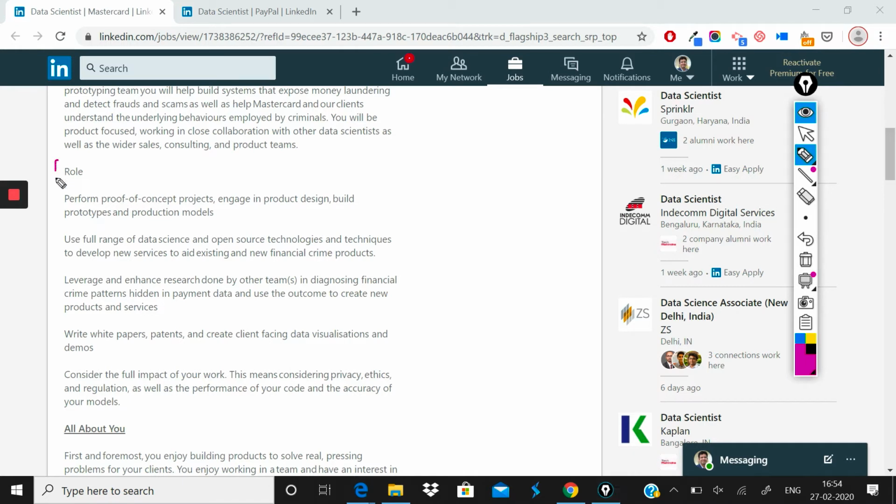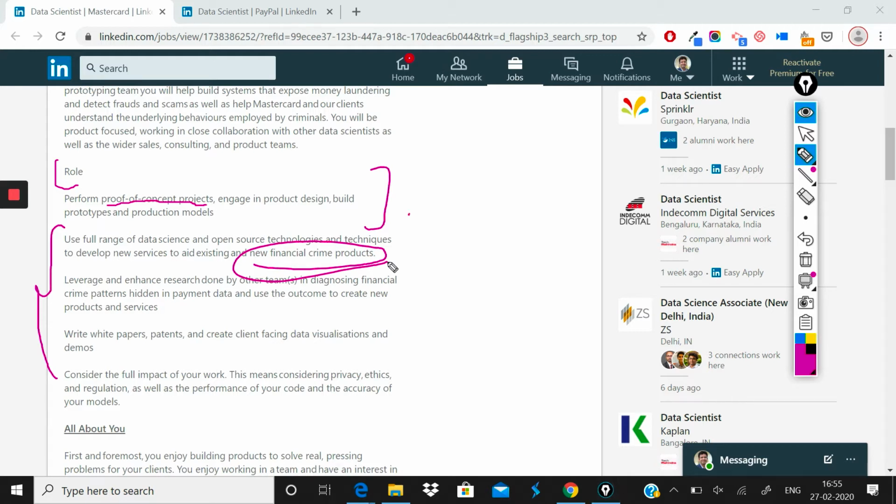Now, in terms of role, what the JD says is perform proof of concept projects. So what the company is saying is that there are different kinds of frauds happening, and we don't know whether all of the data science techniques that we'll be using will be successful. So proof of concept techniques we'll be using. Engage in production design, building prototypes and production models. So this is what is expected from a typical data science role. Use the full range of data science and open source technologies and techniques to develop new services to aid financial crime products. So what Mastercard is saying, they already have existing financial crime products.